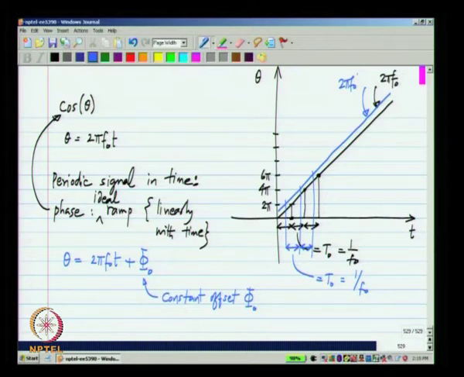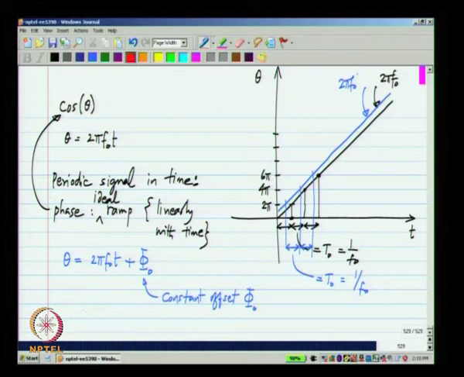So, a constant phase offset does not take away the periodicity of the signal, and this is pretty obvious as well, because we know that instead of cos 2 pi f naught t, if we have sin 2 pi f naught t, that is like adding a phase of minus 90 degrees, and that is periodic as well. Okay.